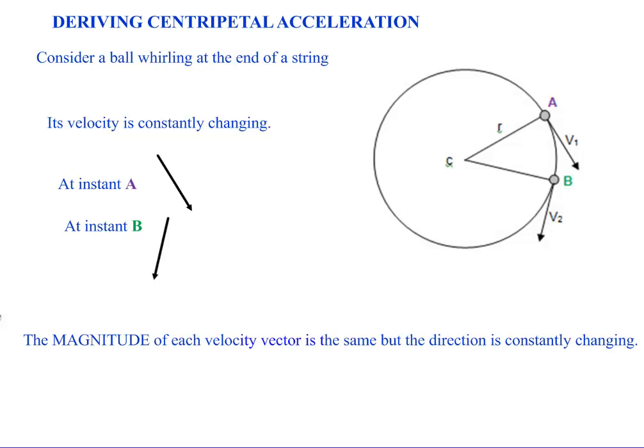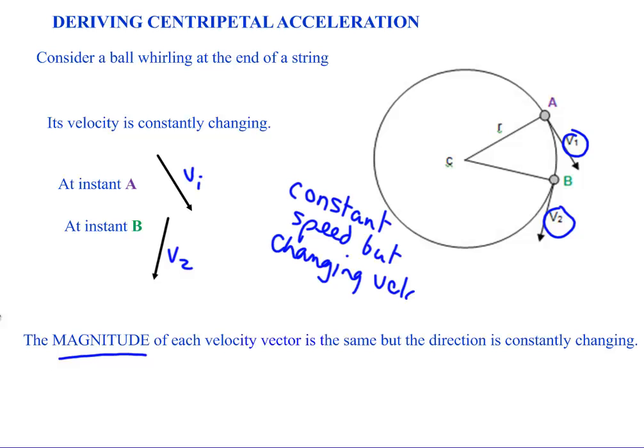At position A, it's traveling at some velocity v1, shown by this vector here. When it reaches position 2, it is traveling with a velocity vector v2, shown here. So v1 looks like that, v2 looks like that. Now the magnitude of each of those vectors is the same thing. What's changing is the direction. So we have an object traveling at constant speed. It has a changing velocity, however, because the direction is changing.